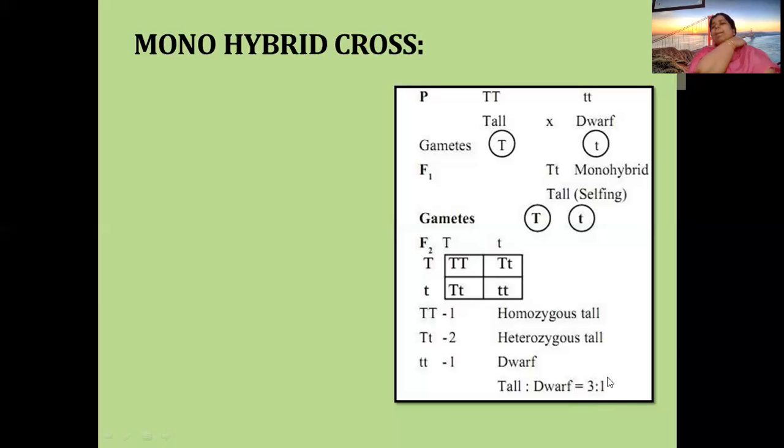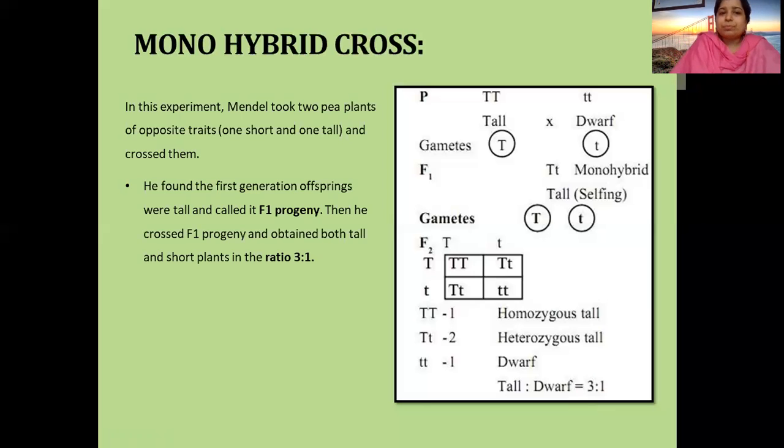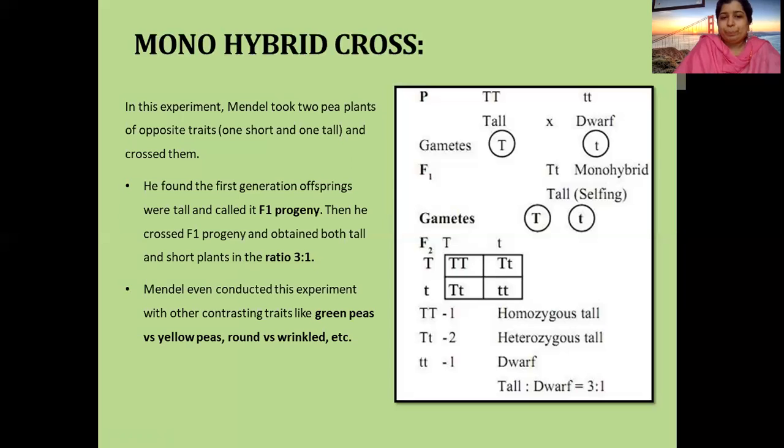So what did a monohybrid cross yield? A monohybrid cross yields 3 tall plants and 1 dwarf plant. This is what I explained to you. He found that the first offspring were tall and called it the F1 progeny. Then he crossed the F1 progeny and obtained both tall and short plants. So this is how, if we keep on crossing, we can get tall and dwarf plants also.